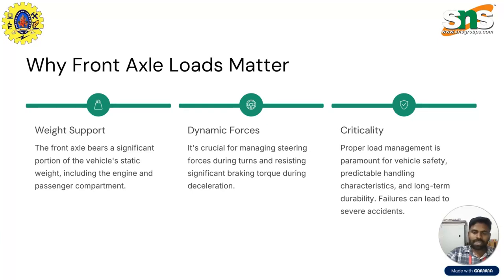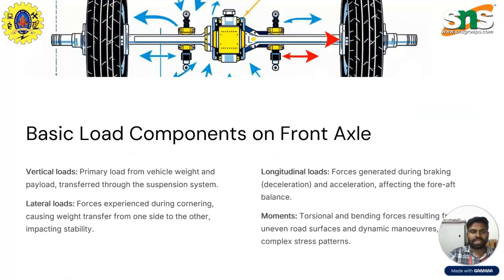As we know, we have a front axle and a rear axle. These front and rear axles are mounted on the vehicle frame, and after that we have the vehicle chassis. So the entire vehicle body load is shared by the front and rear axles, and then it is transferred to the vehicle wheels. And dynamic forces and criticality are the different factors mainly associated with the vehicle front axle.